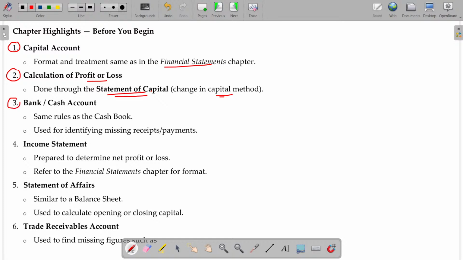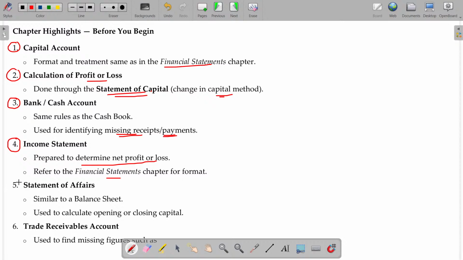And in the case of bank and cash account, it is also supposed to be prepared, because some missing receipts and payments will be there, so you have to find that out by preparing the cash book. These things are not directly stated in incomplete records, but unless you prepare all of them, you cannot find some missing data. For that purpose, you have to prepare an income statement. The income statement is prepared to determine the net profit or loss, which is similar to the financial statements chapter format. Okay, you can go and refer to that chapter.